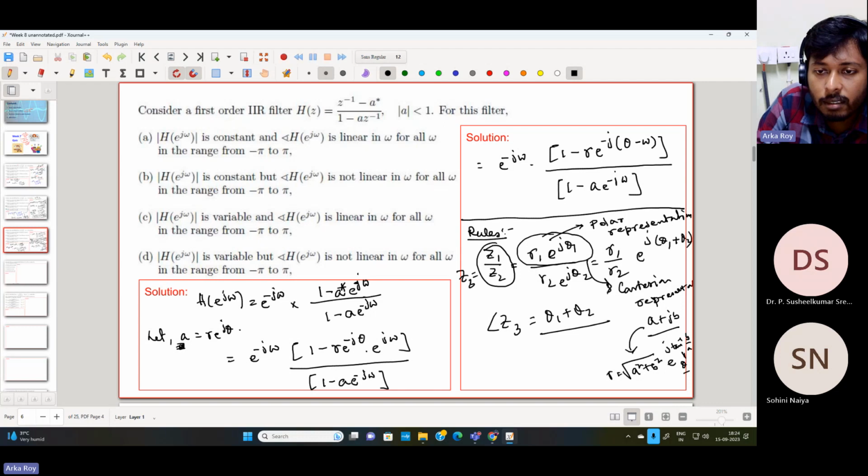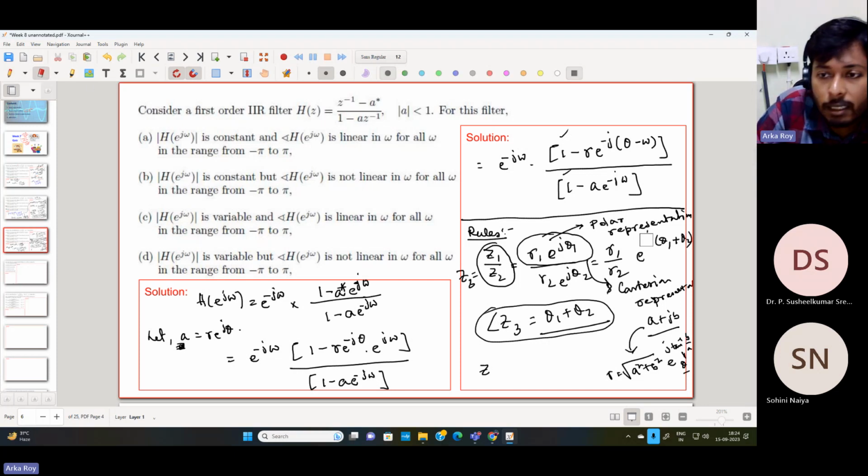So if I do Z3, Z1 by Z2, the effective result will be R1 divided by R2 e to the power j theta 1 plus theta 2. So by this way, the angle representation will be like this. So here I can see there are two complex representations. One is 1 minus r e power j theta, and another one is 1 minus a e power j theta. So from here, I can get the angle representation. And another thing is, sorry, here I just have made a mistake. So it would be theta 1 minus theta 2, theta 1 minus theta 2.